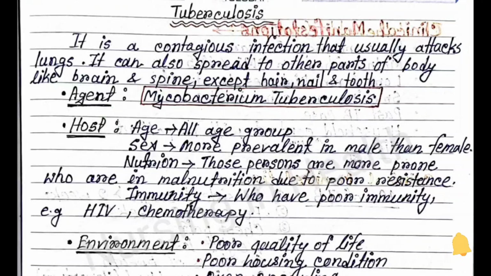Agent: Mycobacterium tuberculosis. Host: all age groups. Sex: more prevalent in male than female. Nutrition: those persons who are malnourished are more prone due to poor resistance. Immunity: those persons who have poor immunity, like HIV, chemotherapy, etc., are more prone to tuberculosis.